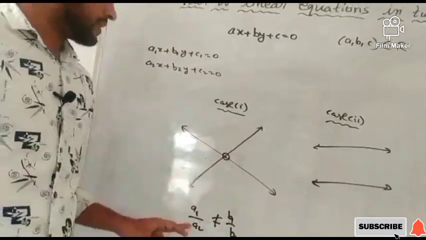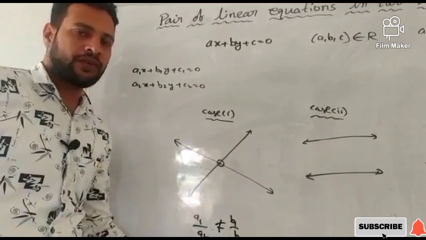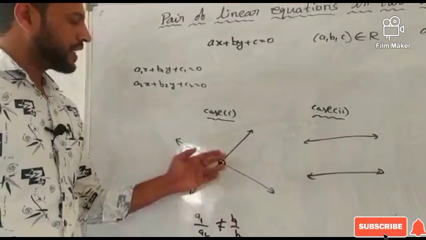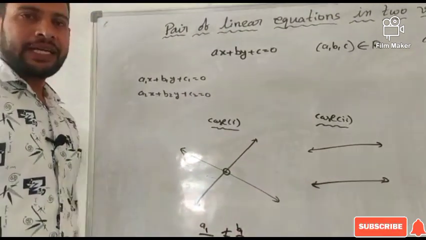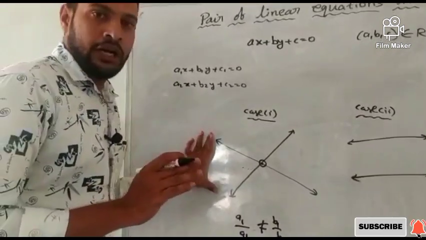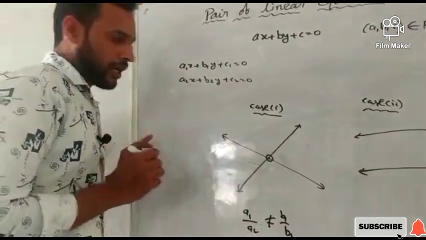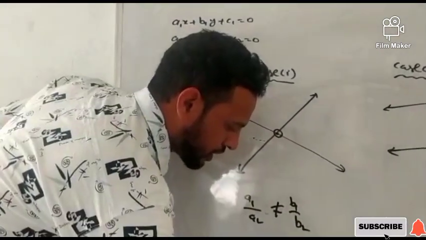There are so many procedures available to find this particular solution. So when can we say that two lines are intersecting? If a1 by a2 is not equal to b1 by b2, then those two lines are intersecting. If two lines are intersecting, then they have one common solution. How many solutions? One common solution, or unique solution.